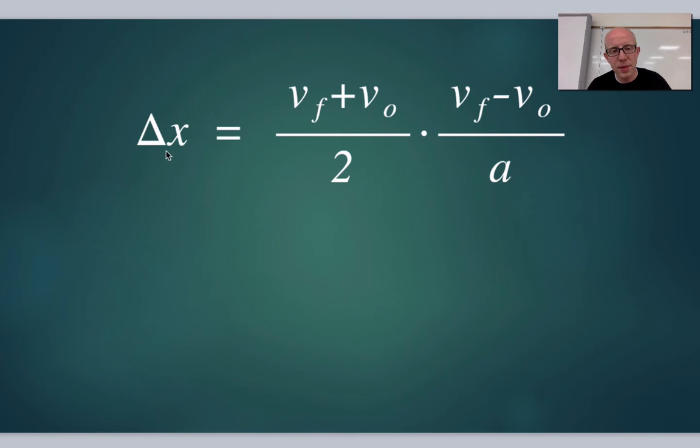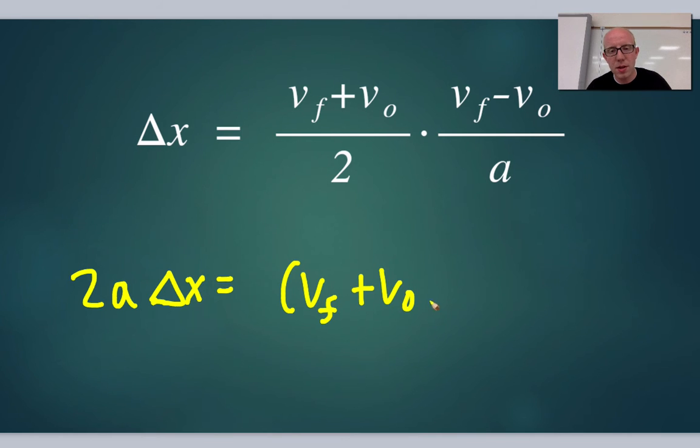Okay, change in x equals v final plus v naught over 2. That was the first part. And then we replace t with the v final minus v naught over a. Okay, from there, let's move the 2 and the a to the other side. Okay, and we are left with v final plus v naught times v final minus v naught.